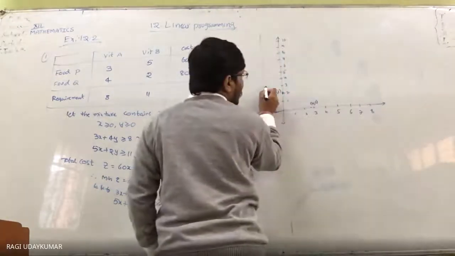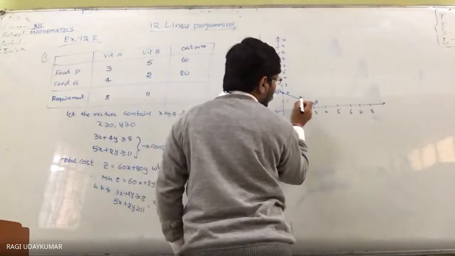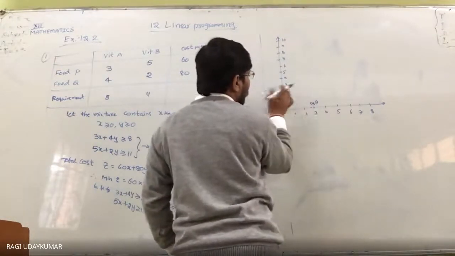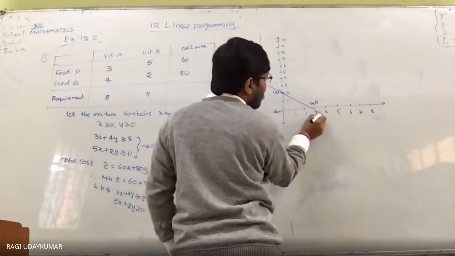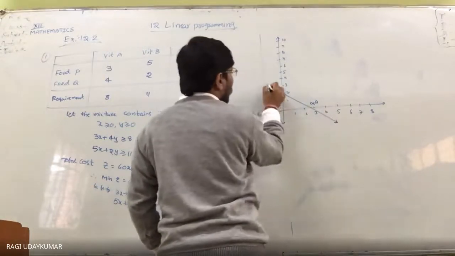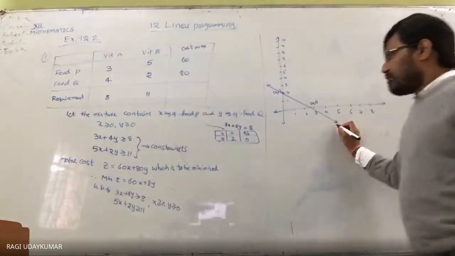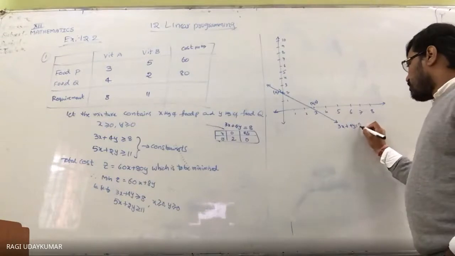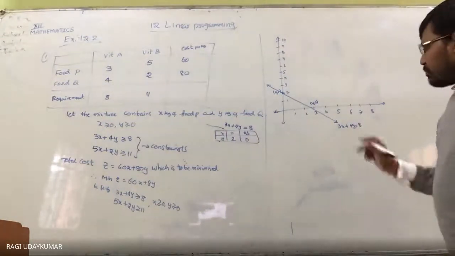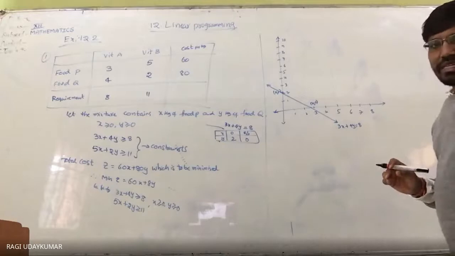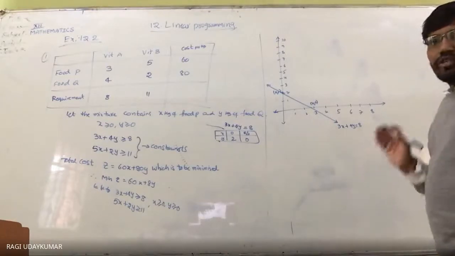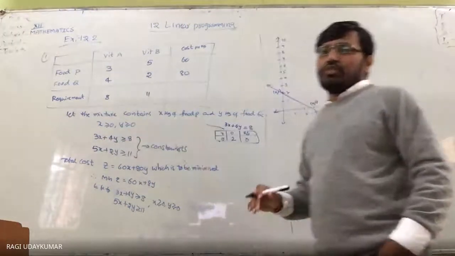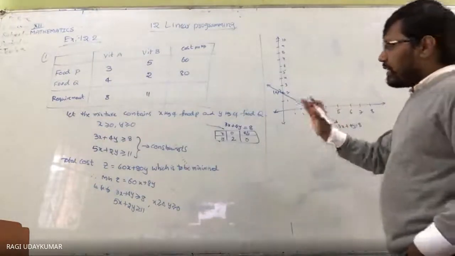So join these two points like this, using the ruler. What does this equation represent? This represents 3x plus 4y equal to 8. And we need 3x plus 4y greater than or equal to 8. So what to do here?